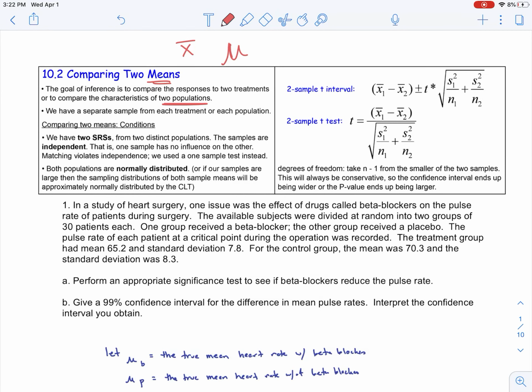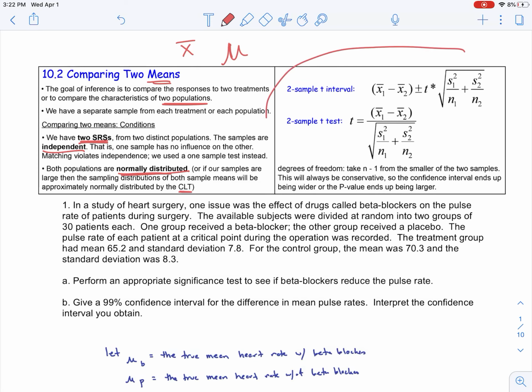My conditions are the same. I've got two random samples. They would have to be independent of each other, and they would need to be normally distributed. Again, the populations would be normally distributed, or I have a large sample size, 30 or greater. If it's less than 30, I would need to look at it to make sure there's no skewness or outliers.